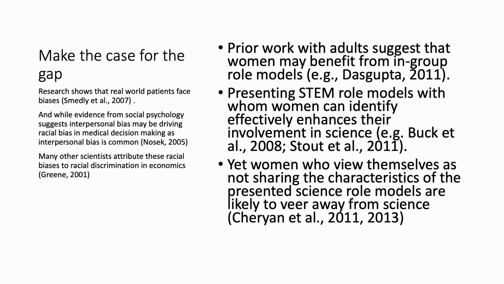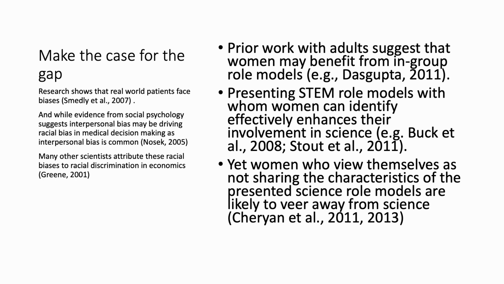Now what you're doing is you're making a case that there is a gap. So that's what you're doing in this section of the paragraph that I want you to emulate. Let's go over the 3 points the authors are making. Prior work with adults suggests that women may benefit from in-group role models. Presenting STEM role models with whom women can identify effectively enhances their involvement in science. So those are good, right? You can see that women may benefit from in-group role models. STEM role models with whom women can identify effectively enhance science.